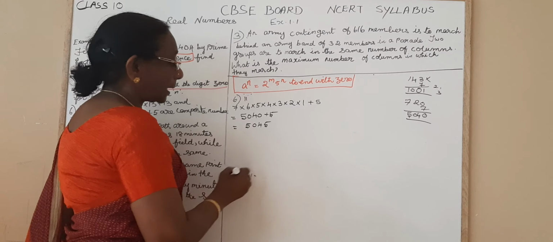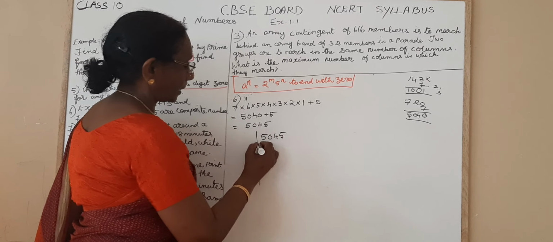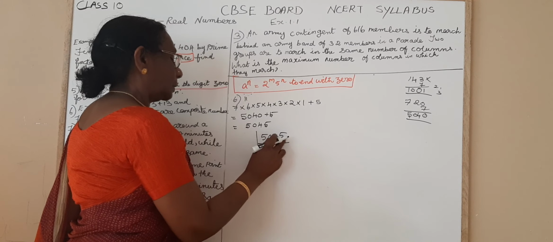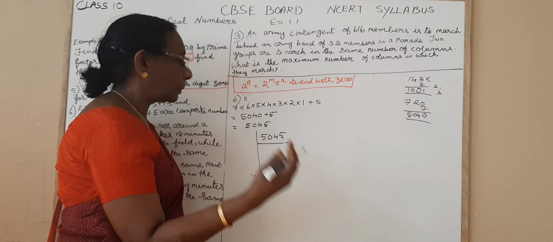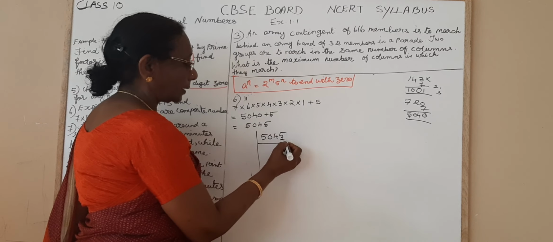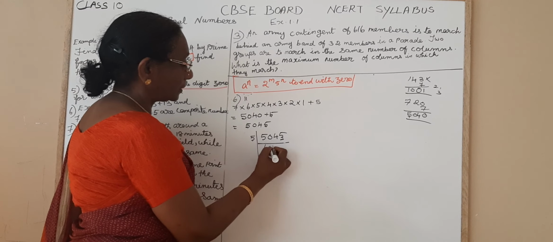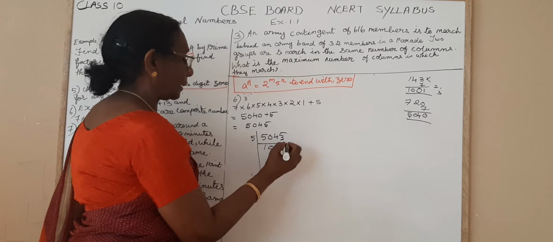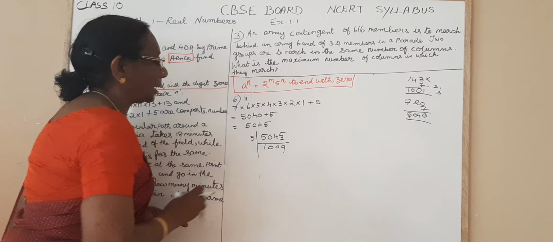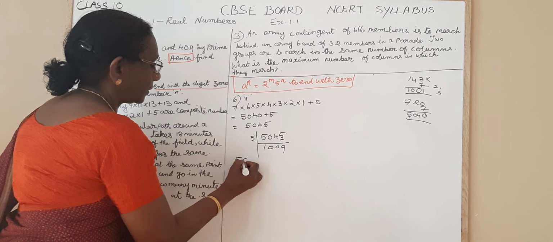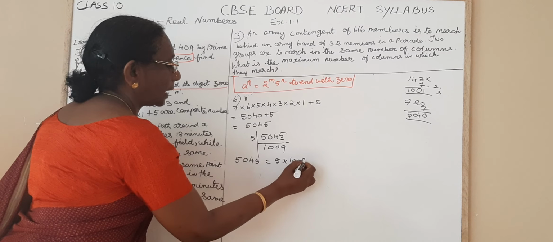Okay. Now let us prime factorize this. It is not divisible by 2, and 5 plus 5, 10, 10 plus 4, 14, not divisible by 3. And since the last digit is 5, it is divisible by 5. So 5 ones are 5, 0 and 0, 9. Now 1009 is a prime number. It is not divisible by any number. Therefore, 5045 is equal to 5 into 1009.